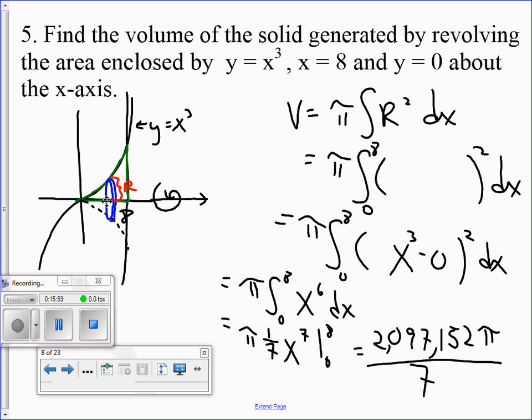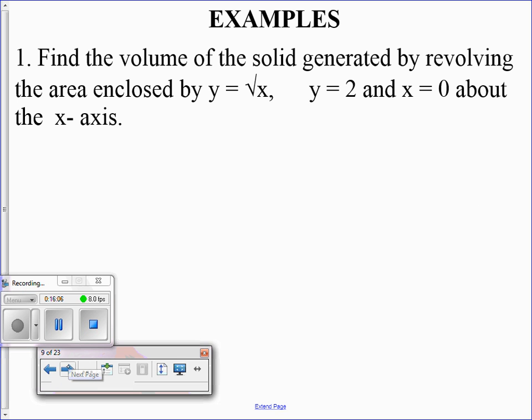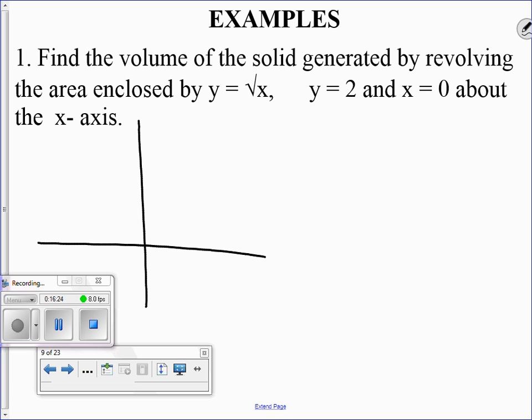Okay, so let's have some fun with this washer method. This new method, when the area is not attached to the axis, you're going to have to use the washer method. So let's sketch this one. You guys know what the square root of x looks like? All right, that's good. What about y equals 2? What kind of line is that? Horizontal. Love it.